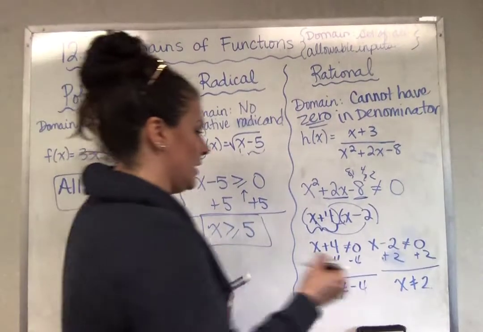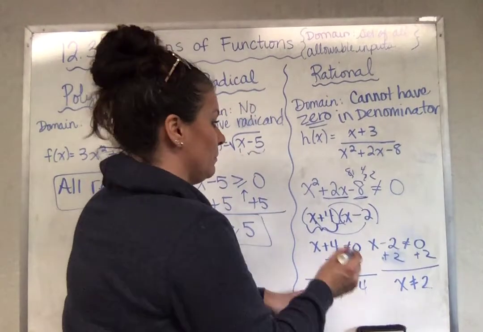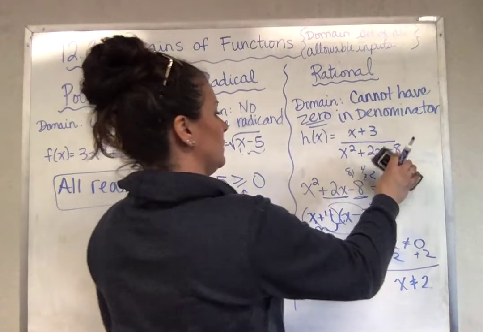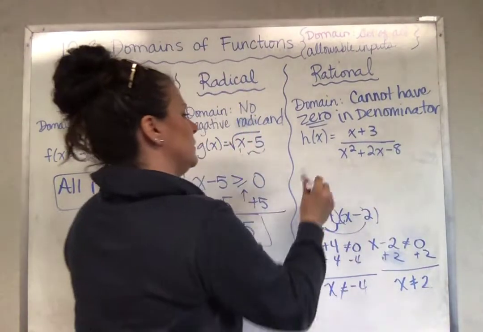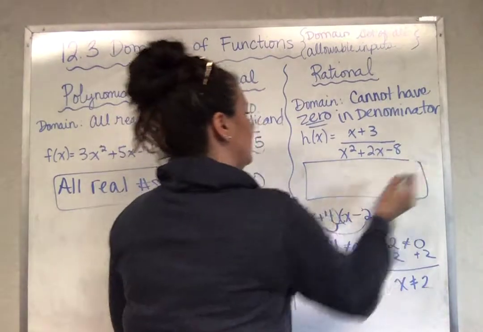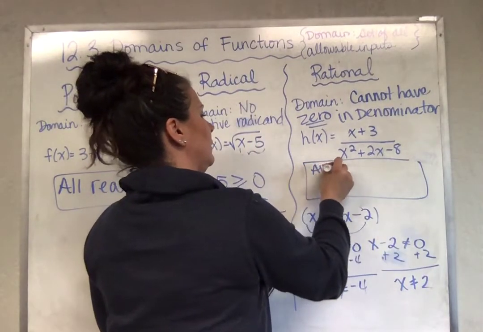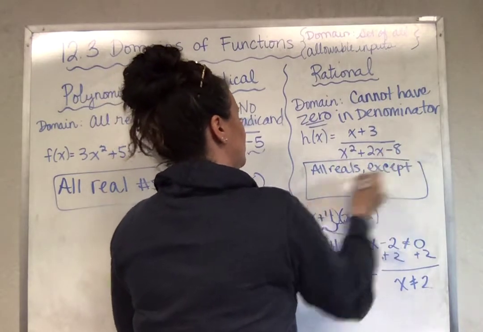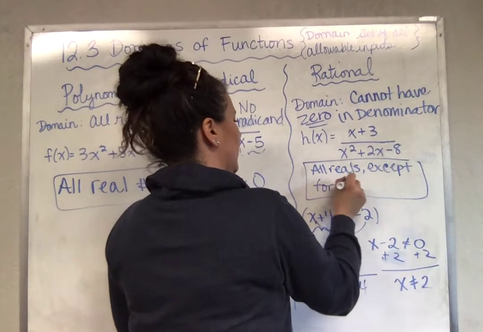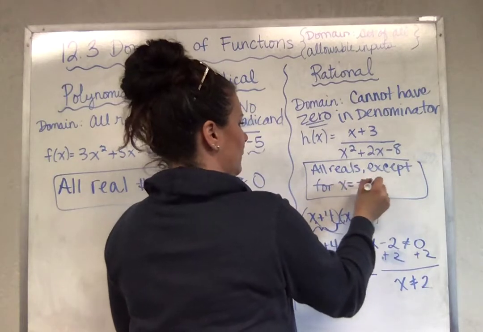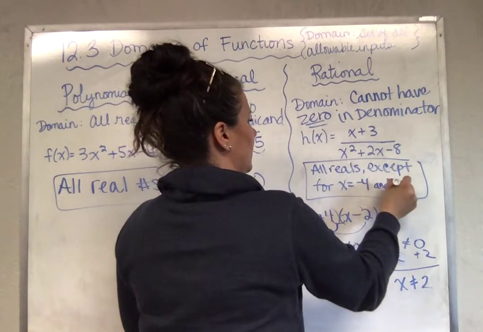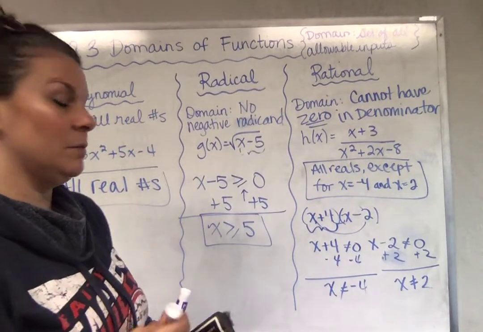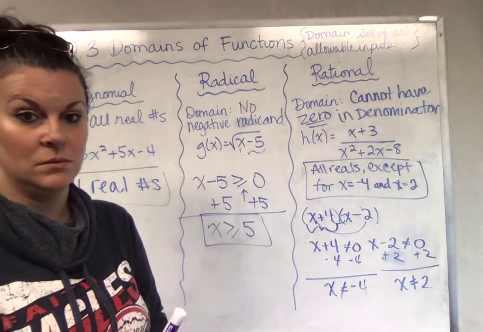So these are my values. So my domain for this one is going to look a little bit different. I'm going to erase this here. So my domain is all reals except for x equal negative 4 and x equal 2. So all the reals will work except for those 2 values.